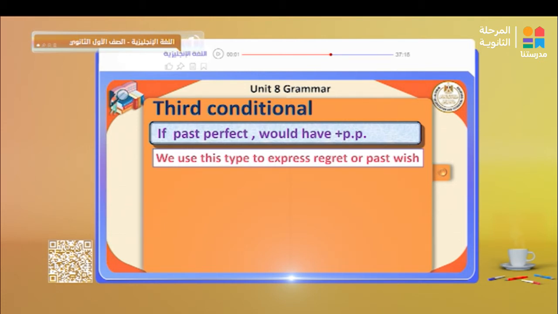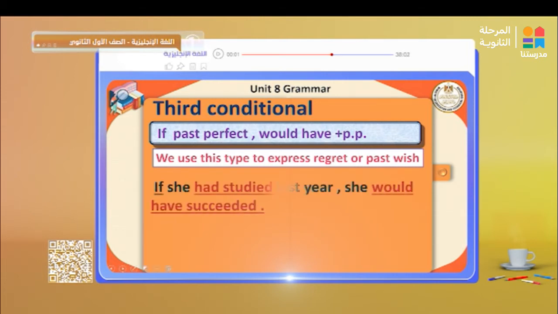Do you remember the man in the picture who had eaten a lot of junk food and became very ill? So he regretted. He said, if I hadn't eaten a lot of fast food, I wouldn't have been ill. So it expresses regret. Let's look at the example. If she had studied last year, she would have succeeded. What does this sentence mean? It means that she didn't study last year and she didn't succeed.